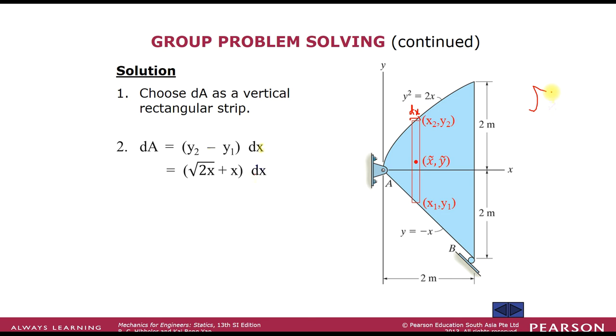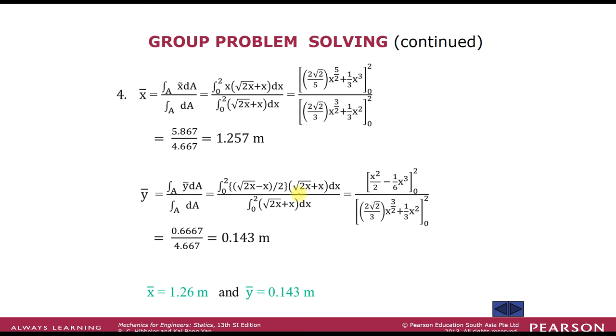With all those equations, we integrate x dA over the area, dividing by the total area. If you look back here, the length is 2 and 0, and also 2 meters up. So we will integrate between 2 and 0, on both the x and y axes.